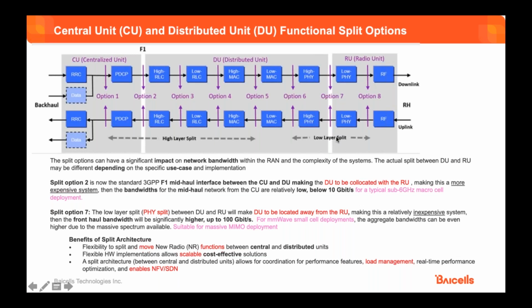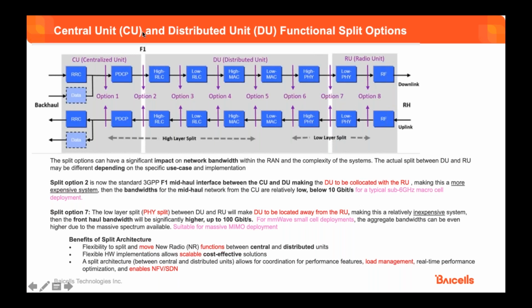And the advantage of split 7 is it's used for millimeter wave small cell deployments. It is used also for massive MIMO deployments. And the reason is the fronthaul, we will be able to have up to 100 gigabits per second. So you will have extremely high throughput, high bandwidth between the radio unit and the BBU. And it is one of the least expensive configurations.